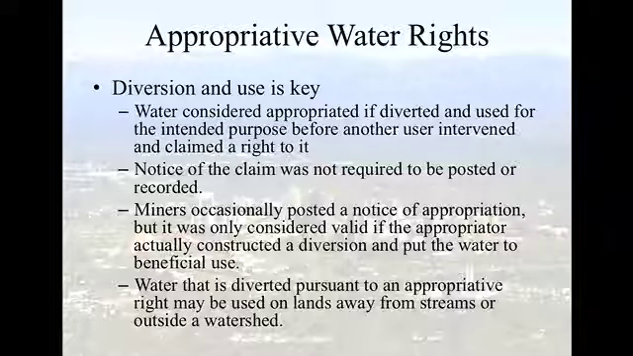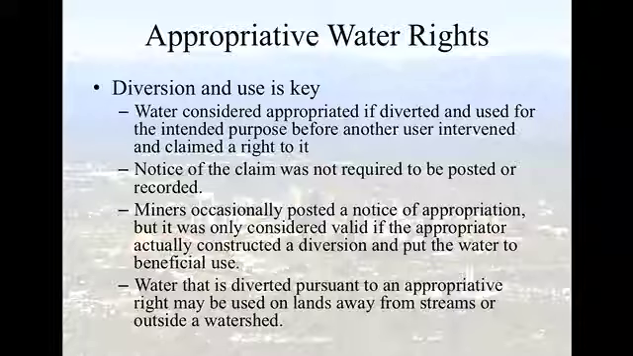Notice was not required, but generally was given, just because it was easier to enforce your right if other people knew about it. And you had to actually construct a diversion, actually had to put it to use. Water that's diverted pursuant to this appropriative right, like we see here, can be used away from the stream, can be used in a different watershed, so it's not subject to all of those riparian rights that we see. You don't have to let this water keep going downstream for riparian users.